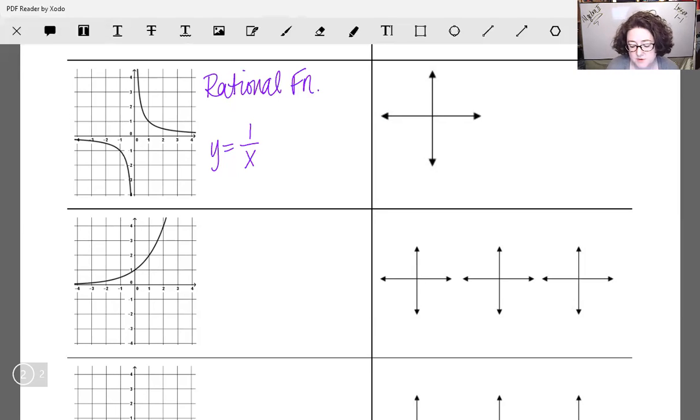Even if you see something with those two portions, a lot of times we call these branches, you'll just see them in the opposite quadrants, but those are still going to be rational functions and they're still going to behave the same way. Okay, 2 more functions.